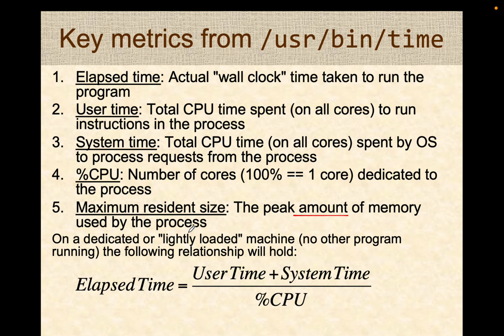And in general, on very lightly loaded machines, that means no other program is really using the CPU, your elapsed time will be the sum of user time plus system time divided by the percentage CPU. So on lightly loaded machines, this relationship will roughly hold.